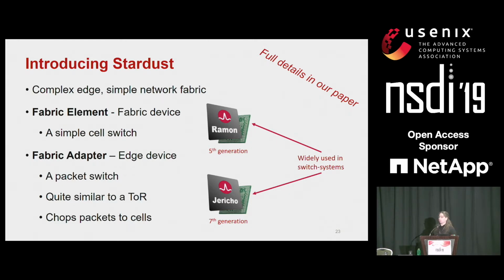The second type of device is called a fabric adapter. And it's basically a packet switch, very similar to a top-of-rack switch, but with additional functionality of chopping packets into cells. The chipset that we are using in this work is from Broadcom, and the devices, Jericho and Ramon, are already the 5th and 7th generations of these devices.